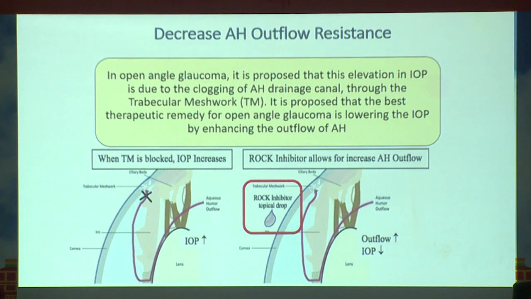So, decrease of aqueous humor outflow resistance. In open-angle glaucoma, it is proposed that this elevation in intraocular pressure is due to the clogging of aqueous humor drainage canal through the trabecular meshwork. It is proposed that the best therapeutic remedy for open-angle glaucoma is lowering the IOP by enhancing the outflow of the aqueous humor.